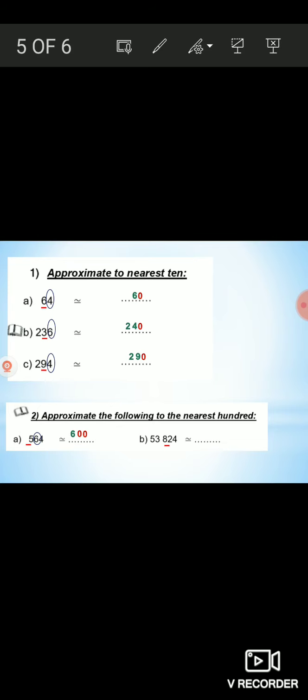So letter B, 53,824. Underline the hundreds, 8. Then circle the next door number, 2, less than 4. So let it rest. It will be 53, 8, and replace the next door with zeros.